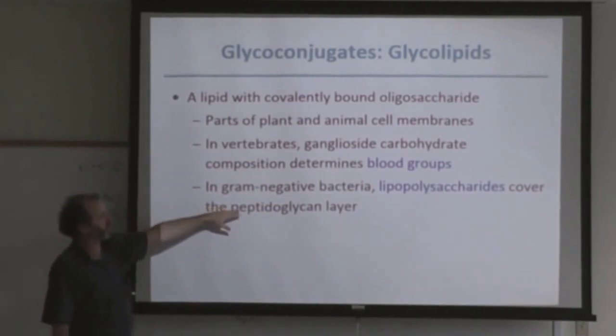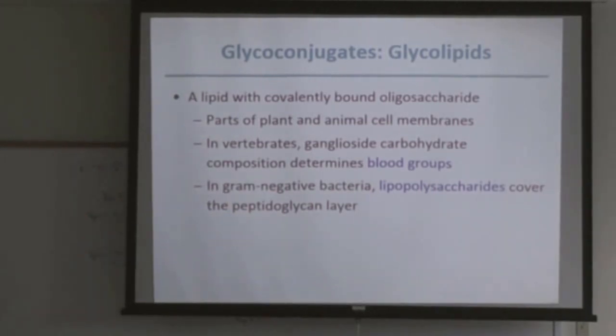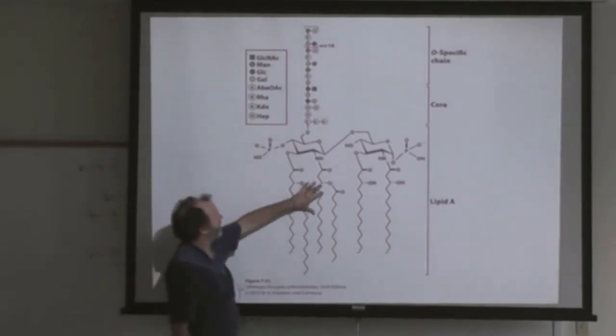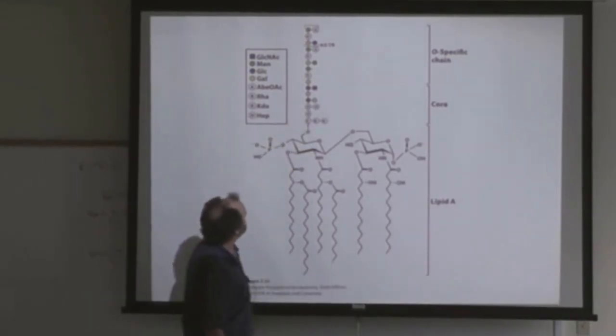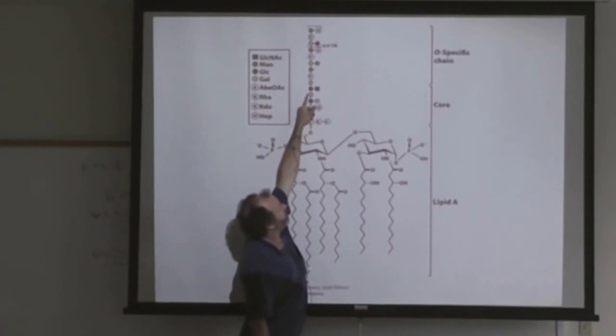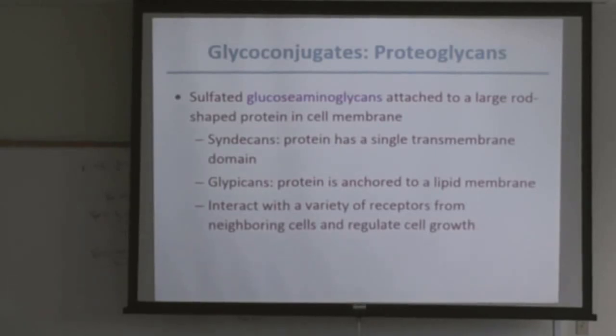In gram-negative bacteria, lipopolysaccharides cover the peptidoglycan layer. And what is that? Yeah, it's endotoxin, or LPS, lipopolysaccharides. This is a bacterial lipopolysaccharide, so you have lipids and sugars with a bunch of other sugars attached to it. You have your lipid A layer, a core, and then your O-specific chain, right? Glycoconjugates are proteoglycans.